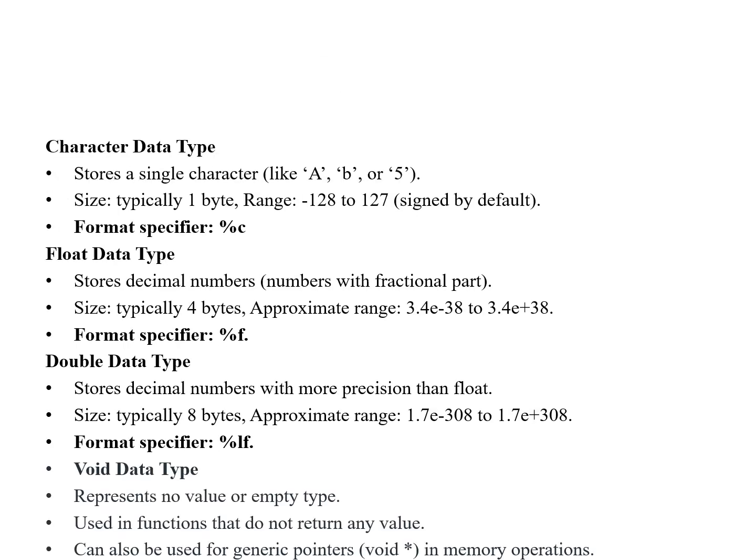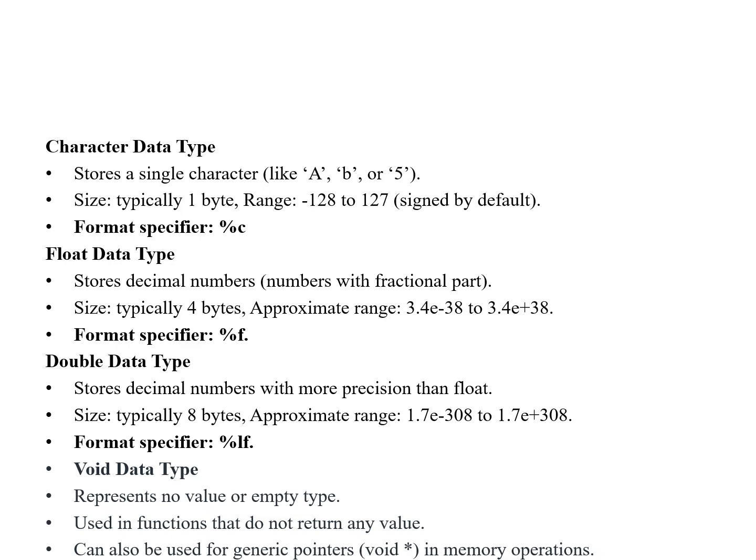The character data type stores a single character, represented within apostrophes, like capital A or B. The memory allocated size is 1 byte. The format specifier is %c. Another one, the float data type, stores decimal numbers with a fractional part. The memory allocated size is 4 bytes, and the format specifier is %f.